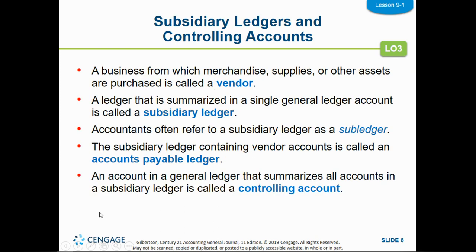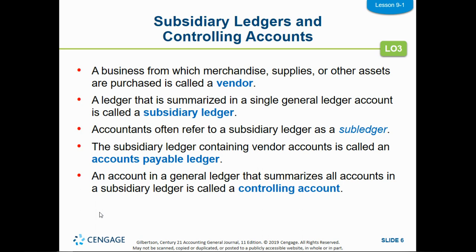On the next slide, this gets into the heart and soul of chapter 9. Chapter 9 is all about a merchandising business. What a merchandising business does is they have stuff in their store called merchandise that they sell to customers. To get that merchandise into the store, you have to buy it from someone else. The companies that supply those items to a store are called vendors.